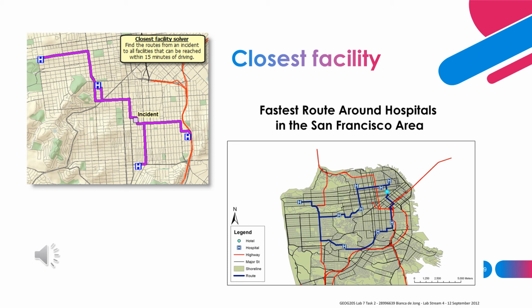Next, the closest facility. The closest facility solver finds the cost of traveling between incidents and facilities and determines which are nearest to each other. For example, finding the closest hospital to an accident, the closest police car to a crime scene, and the closest store to a customer address.